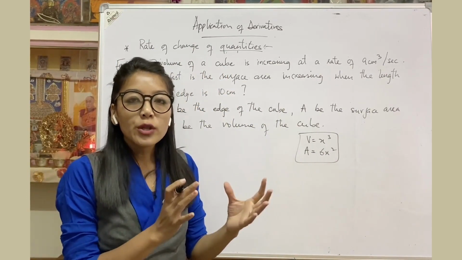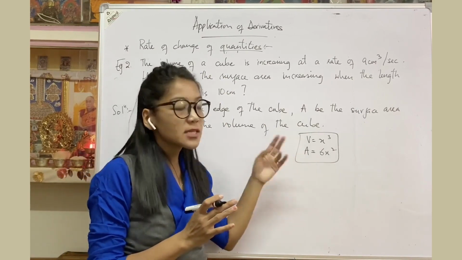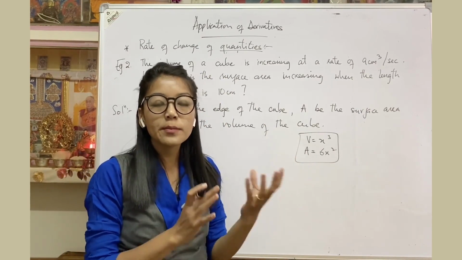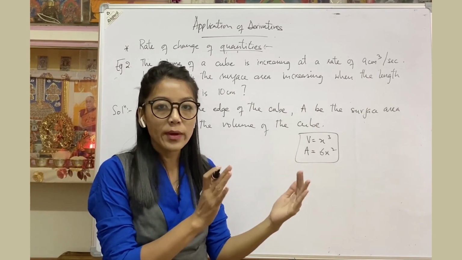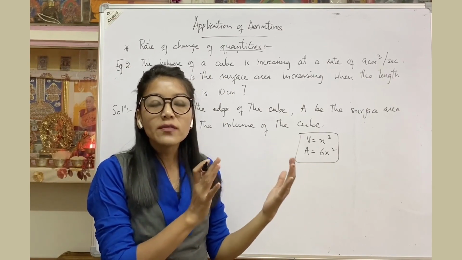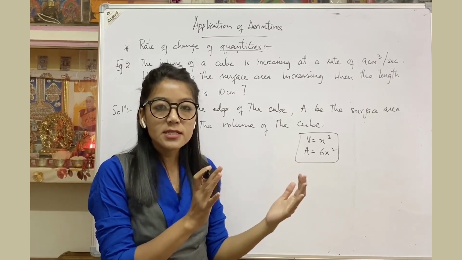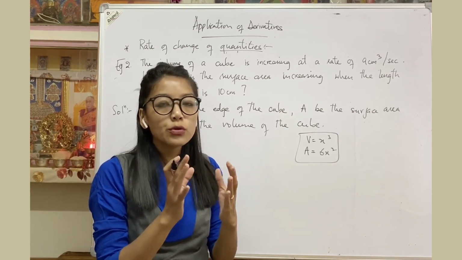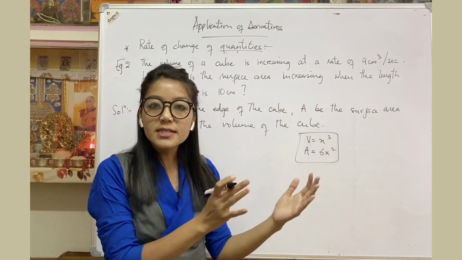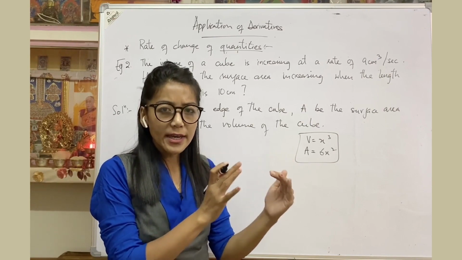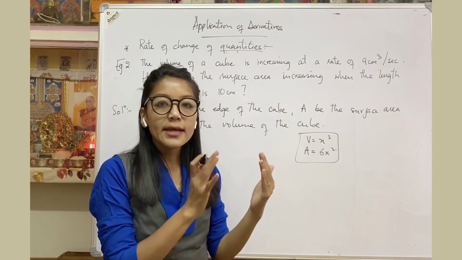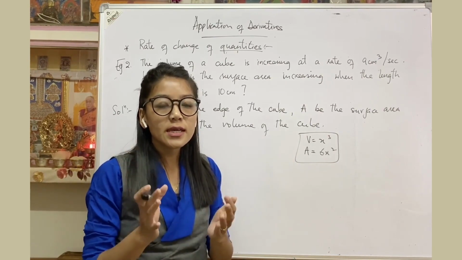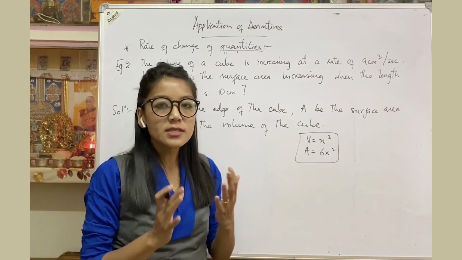Okay, so now we know that volume and surface area both depend on the side of the cube, the edge of the cube. If the side of the cube is increased, then volume and surface area both will increase. If you decrease the edge or the side of the cube, then there will be a corresponding decrease in the volume and surface area. So that's quite obvious.